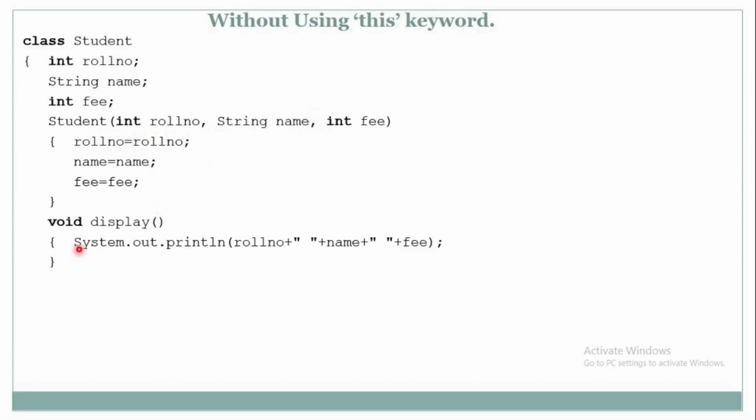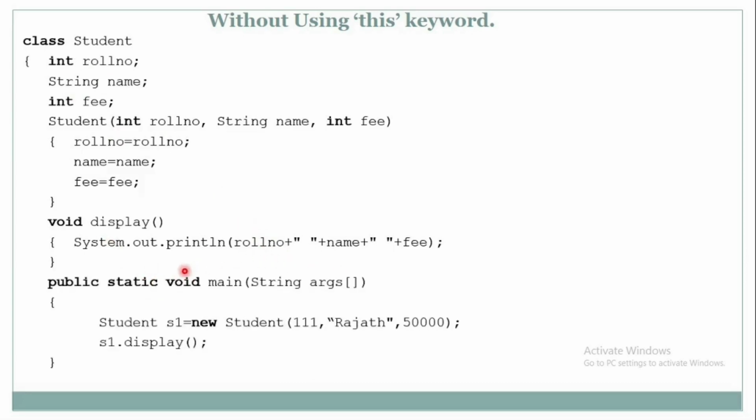Void display will display the values of the instance variables, and then public static void main is the main function. This is where you create an object: Student s1 is equal to new Student, and we pass some parameters to this parameterized constructor. Whenever an object is created and the constructor is called, the actual parameters are copied to the formal parameters. Now look at the difference between roll number and this roll number. This is an instance variable and this is a local variable.